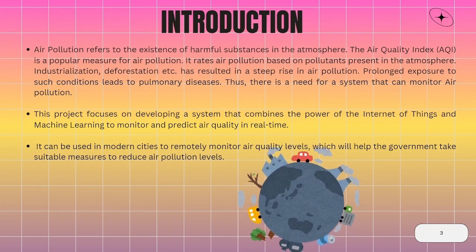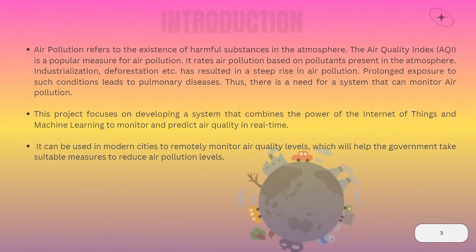In the current scenario, we can see that industrialization and urbanization are on a steep rise, and because of these reasons the quality of air that we're living in is being compromised, and prolonged exposure to these conditions has led to pulmonary diseases. Through this project we focus on developing a system that combines the power of Internet of Things and machine learning to monitor the air quality index in real time, and along with this give a predicted value of AQI for the upcoming hours. This can be used in modern cities to help the government take suitable measures to reduce the air pollution levels.